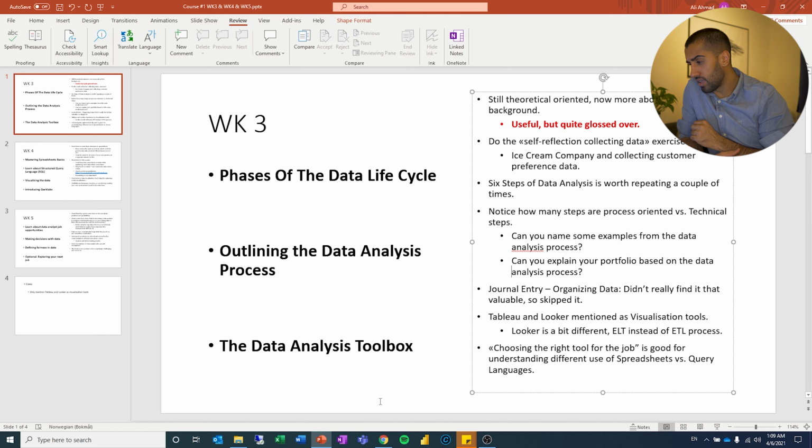Journal entry, organizing data. I didn't find that valuable, so I skipped it.